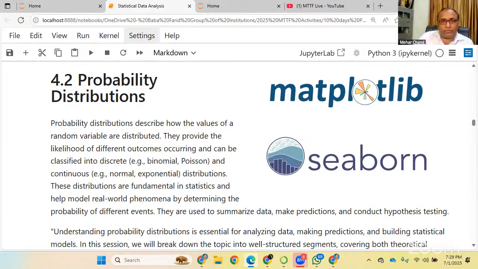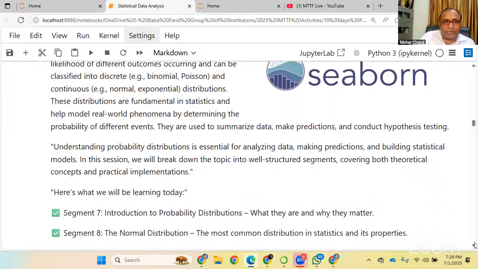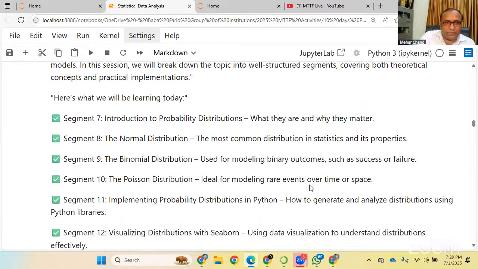So they are used to summarize data, make predictions, and conduct hypothesis testing. Understanding the probability distribution is essential for analyzing data, making predictions, and building statistical models. In this session, we will break it down into several topics, and we will cover them one by one. These are the segments which I created on this slide.